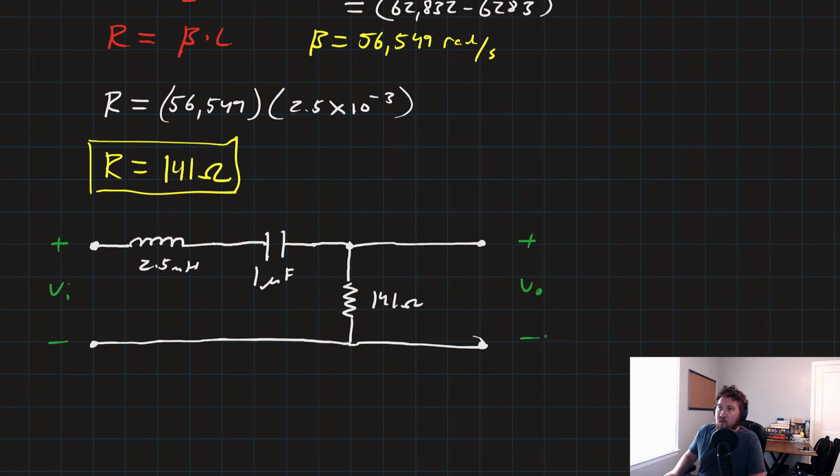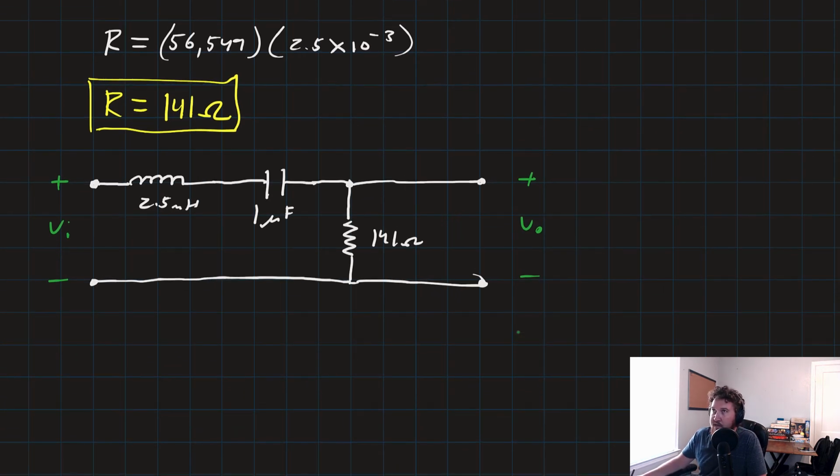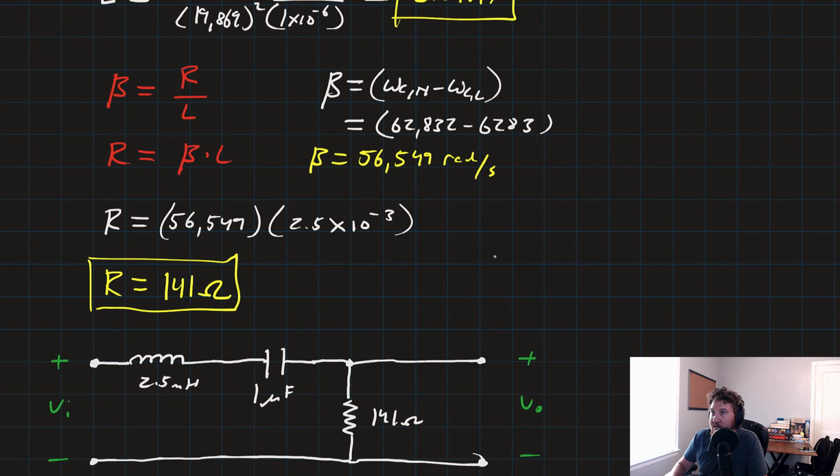Now there's two more things that I'd like to do before we call it quits on this particular example. The first one is let's go ahead and calculate that quality factor just so we can see what that is. Remember that Q is equal to center frequency over bandwidth, which for us is going to be 19,869 over our bandwidth, which we found to be 56,549.